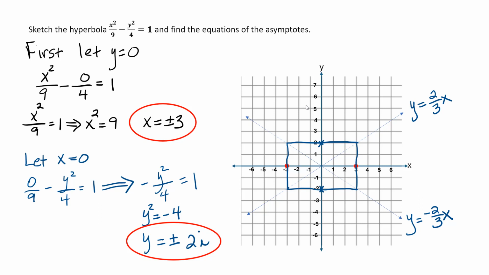So those are the asymptotes. These are the lines that the graph will approach but never reach. So the hyperbola, when you draw it, should approach the asymptotes. It goes through the points that are on the x-axis, and then it approaches the asymptotes like that.